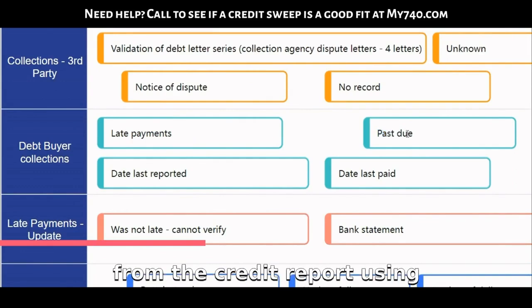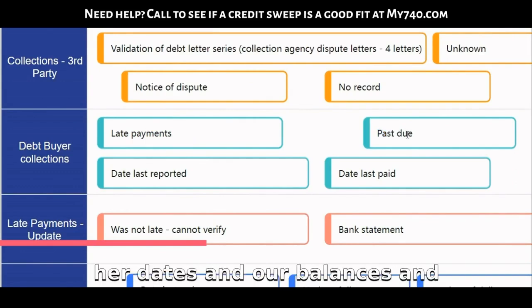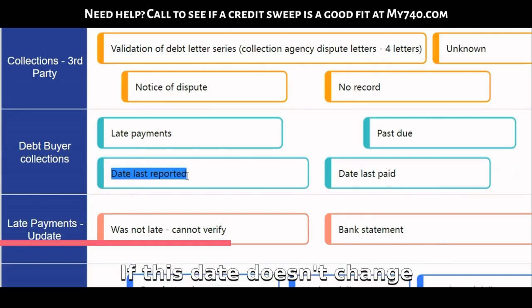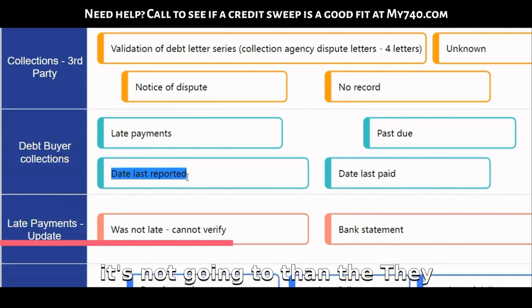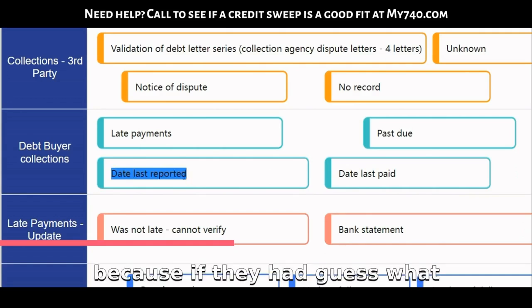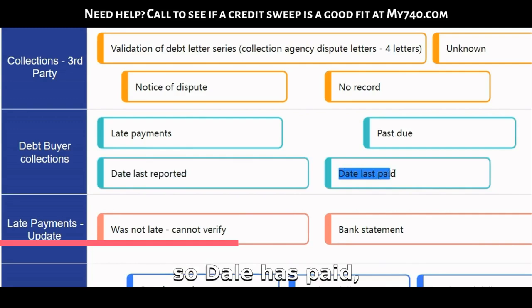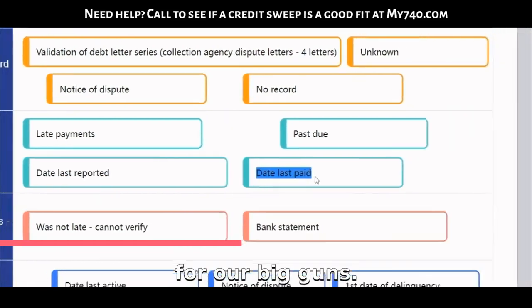We're taking the facts directly from the credit report, using our dates and our balances, and even sending parts from the credit report. Date last reported is when the bureau said, hey, this is verified and our investigation is done. If this date doesn't change, which most of the time it's not going to, then that means they didn't do an investigation, because if they had, guess what? That date would have been updated. All right, so date last paid, as you know, this is at the top of our hierarchy for our dispute reasons for our big guns.